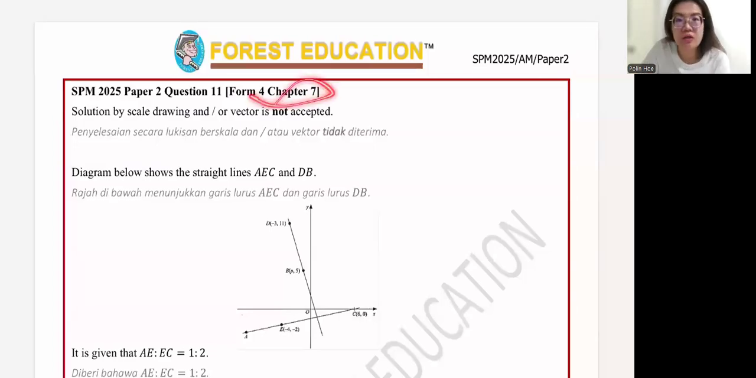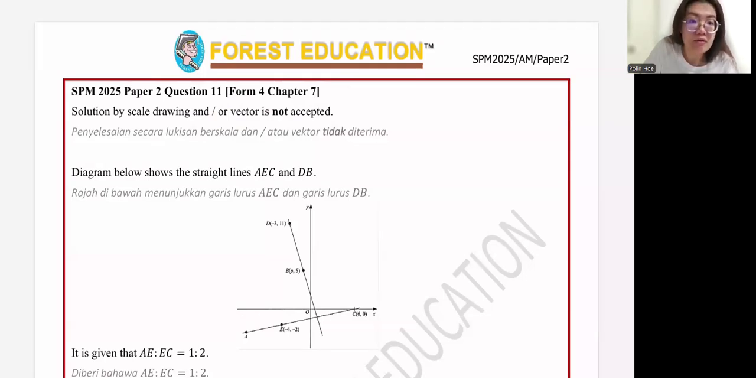For Chapter 7, Coordinate Geometry, this falls in SPM 2025 Paper 2, Question 11. The solution by scale drawing or vector is not accepted. If you are in Form 5, you know very well that Chapter 7 and Chapter 8 can be connected because the coordinate is a vector. So this is what you need to know. However, they say not accepted.